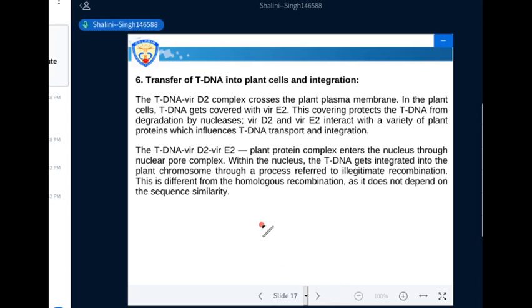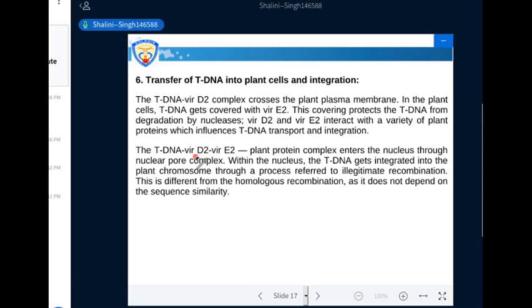Next is transfer of tDNA into the plant cell and final integration. The tDNA with VirD2 complex crosses the plant plasma membrane. In the plant cells, this tDNA gets covered with VirE2, and this covering protects the tDNA from degradation by nucleases. VirD2 and VirE2 interact with a variety of plant proteins, which influences tDNA transport and integration.